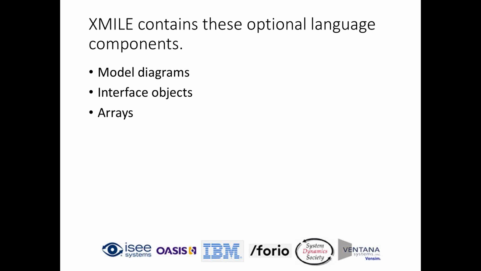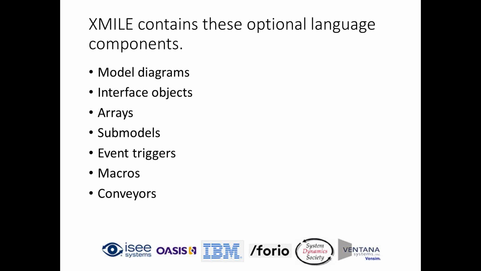Interface objects, arrays, submodels, event triggers where you get to a certain value and it causes something to happen like the model to pause or stop, and macros. Macros are how you implement a new function. So you can actually define a macro that if there's a function that isn't supported in some packages, you can define it so that it can be automatically used in any XMILE supporting software that supports macros. And then, of course, things like conveyors.